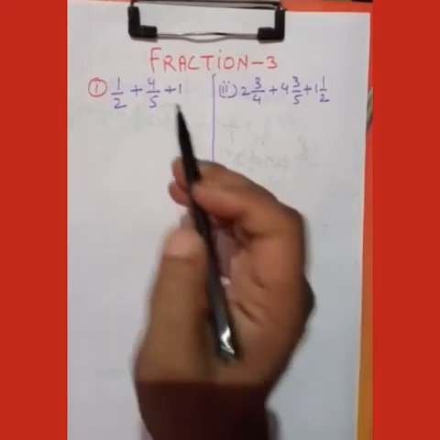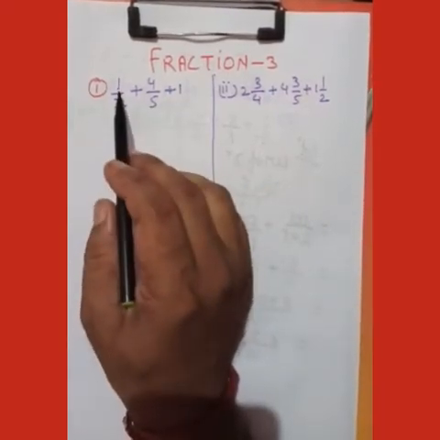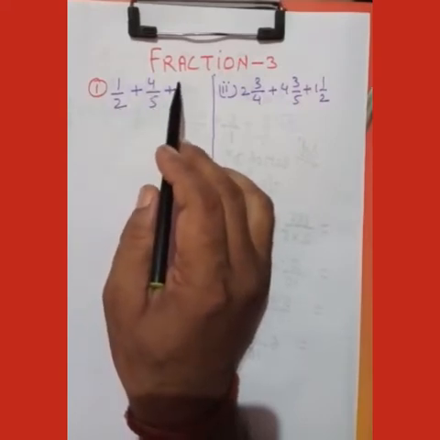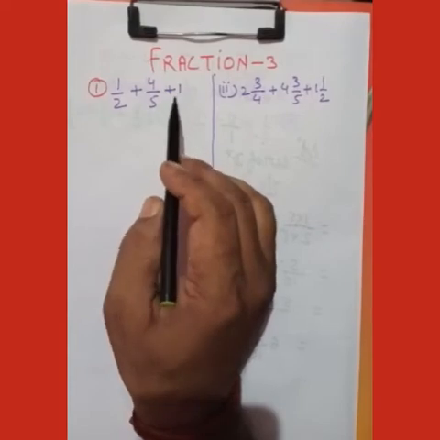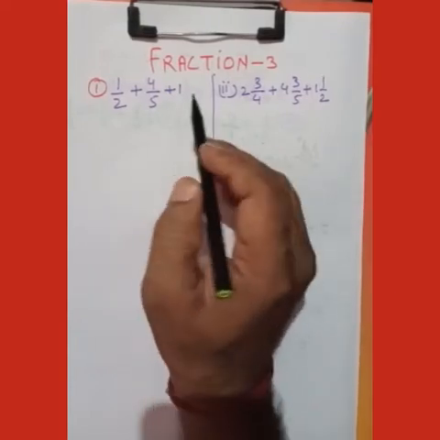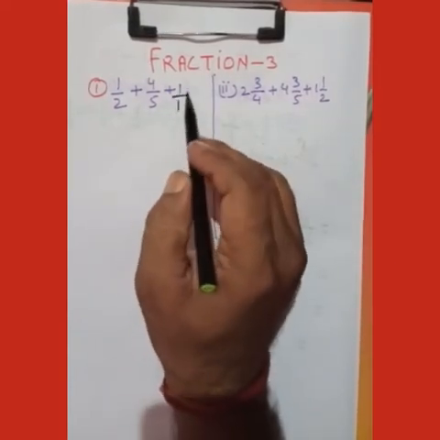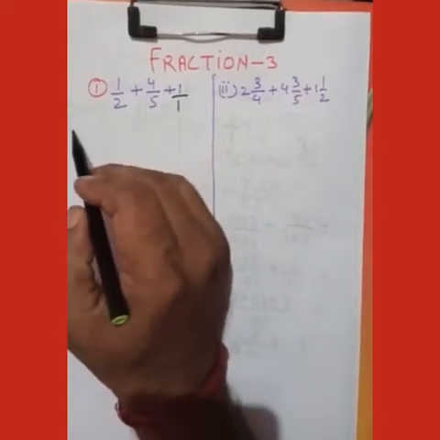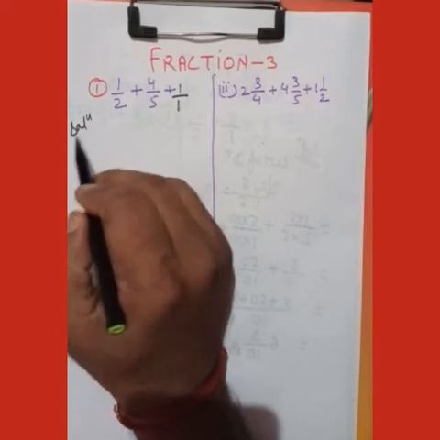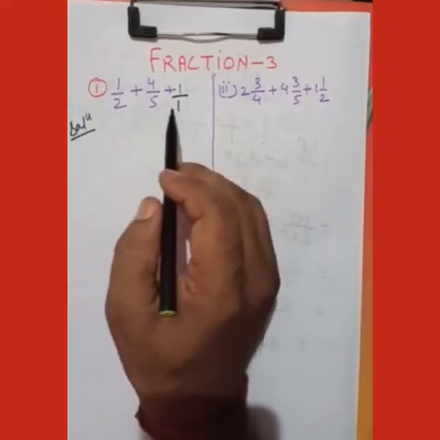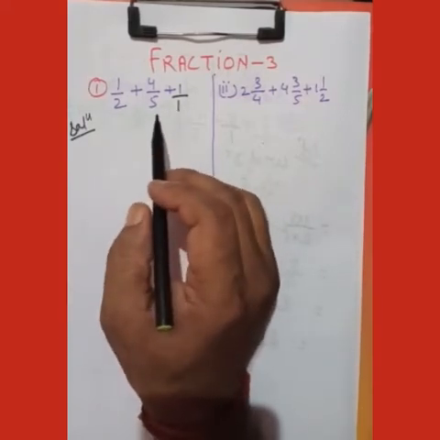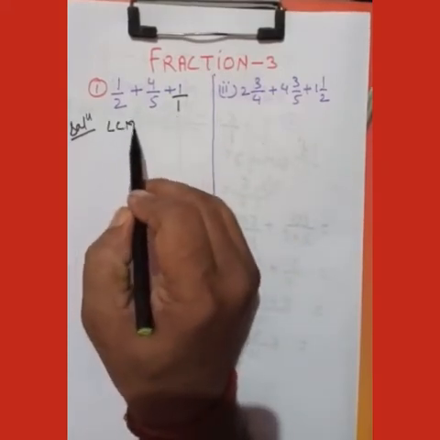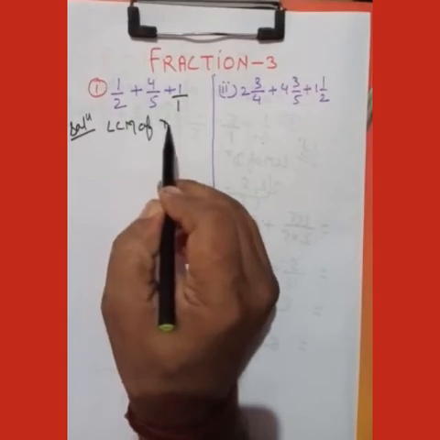Okay, now see here, the fractions given are 1 by 2 plus 4 by 5 plus 1. Here only the numerator is given, the denominator is not given, so we will make it 1 by 1. Now it becomes a fraction. Now we have to solve it. Here, what we see in the denominators is that all the denominators are different. So the first step is to take the LCM of the denominators.